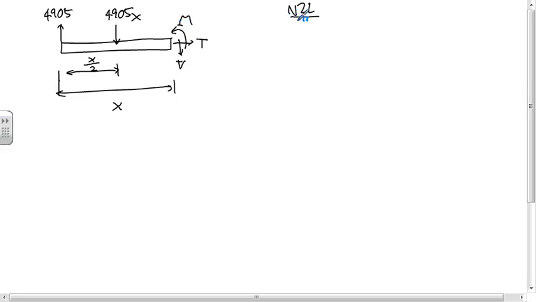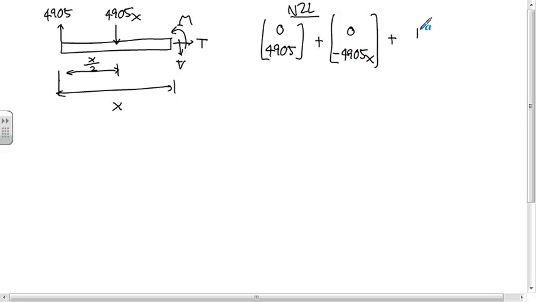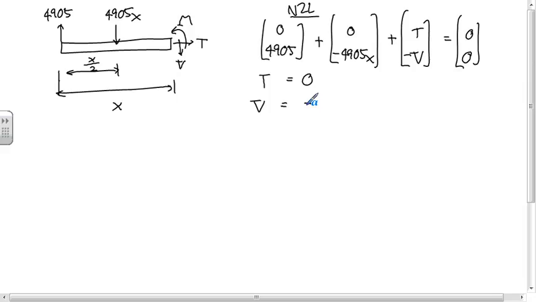Newton's second law says 0 equals 4905 plus 0, negative 4905x, plus T, negative V. So T is equal to 0, and V is equal to negative 4905x plus 4905.